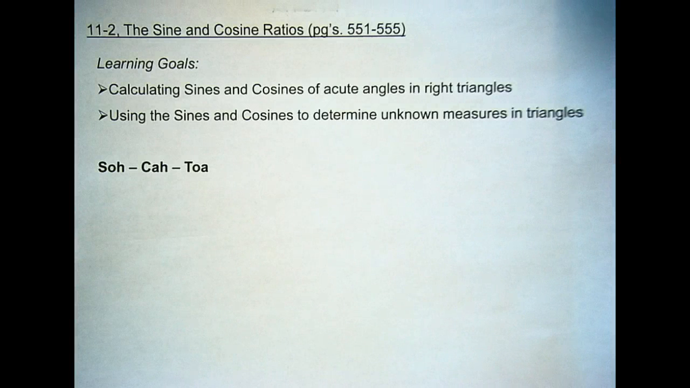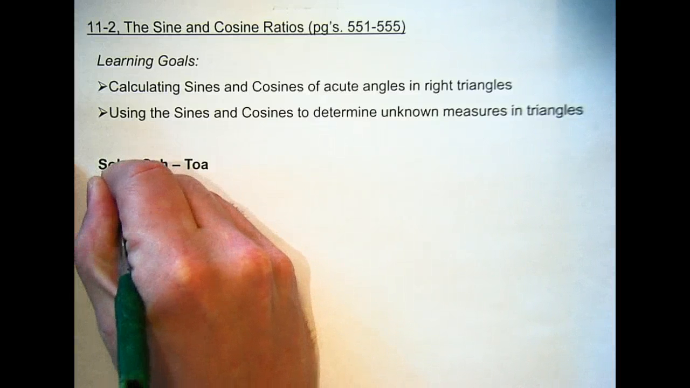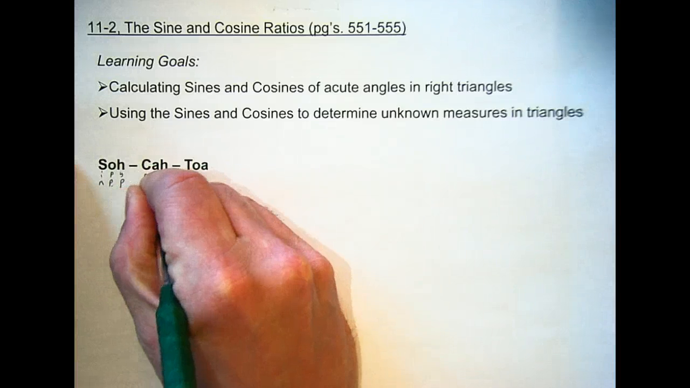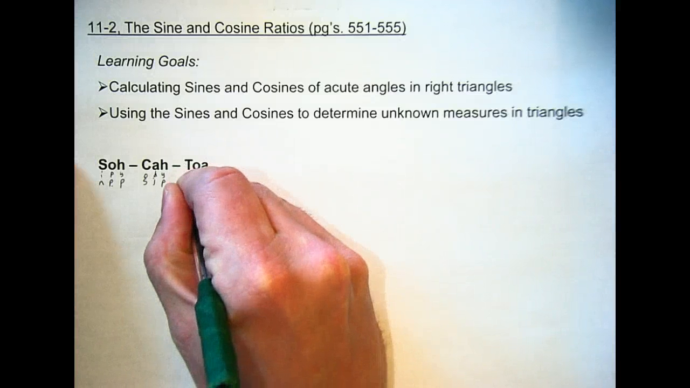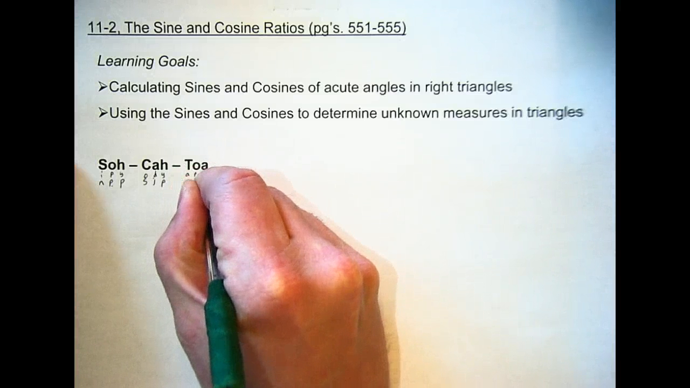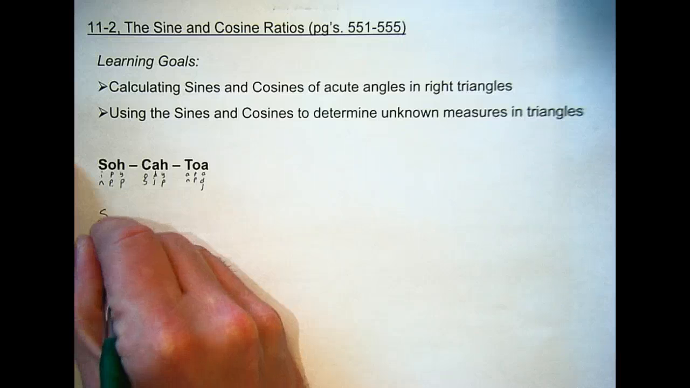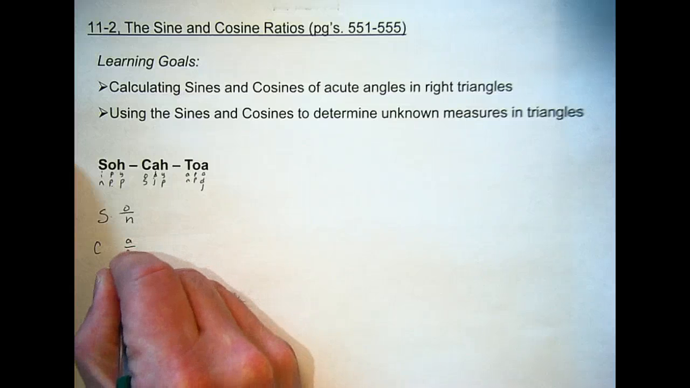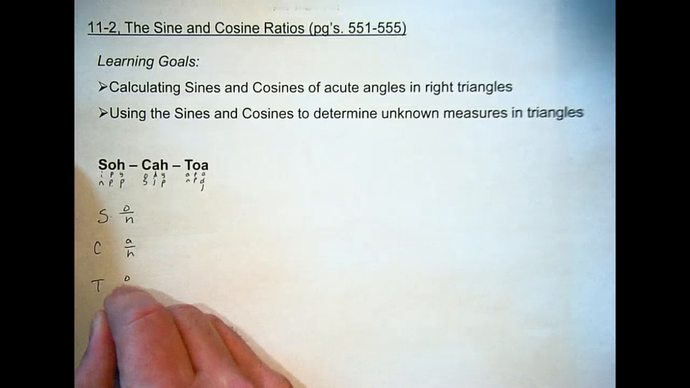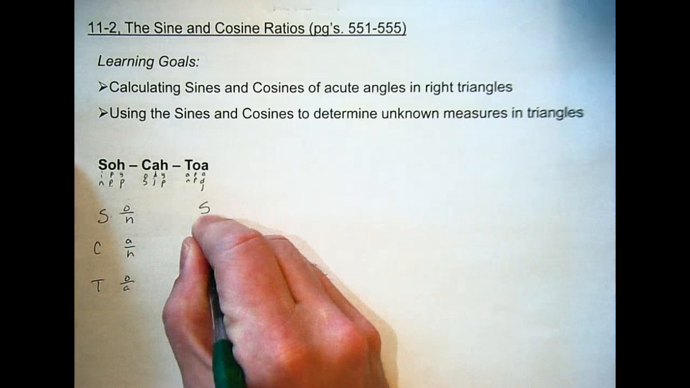As I was walking around yesterday, I noticed that a lot of you, rather than writing it like this, and I'm going to abbreviate today, wrote it like this. You said sine is equal to opposite over hypotenuse. Cosine is adjacent over hypotenuse. And tan is opposite over adjacent. So katoa. Remember, you could also write it like this.